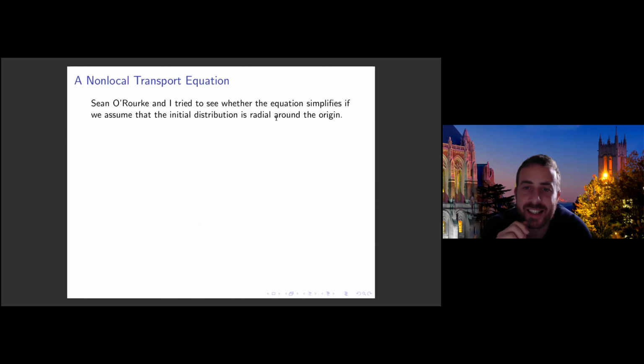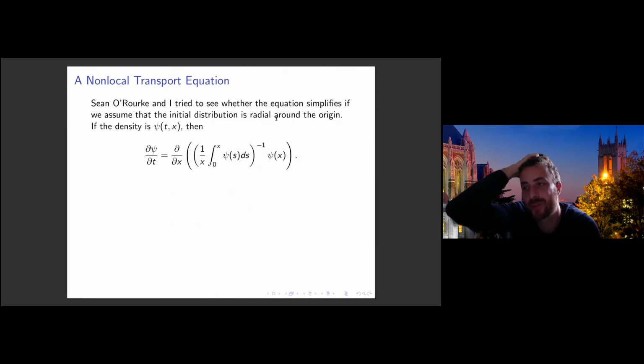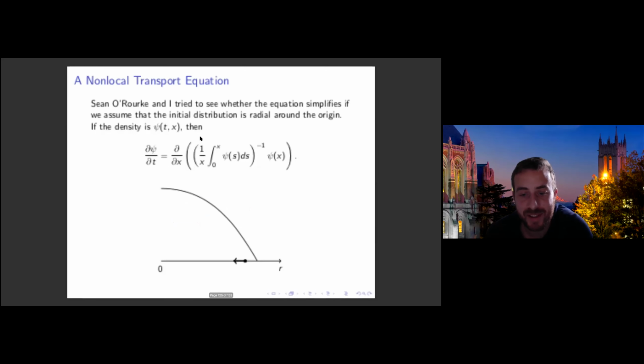What Sean and I did is we tried to understand whether there's anything nice happening if you assume the initial distribution is radial. Do you get any nice PDEs? And it turns out you get an absolutely fantastic PDE, and it's very simple. It's a PDE on functions on the positive half line. Essentially, you have a transport equation, and the speed of transport is given by the average density from 0 up to the point where you consider the transport.